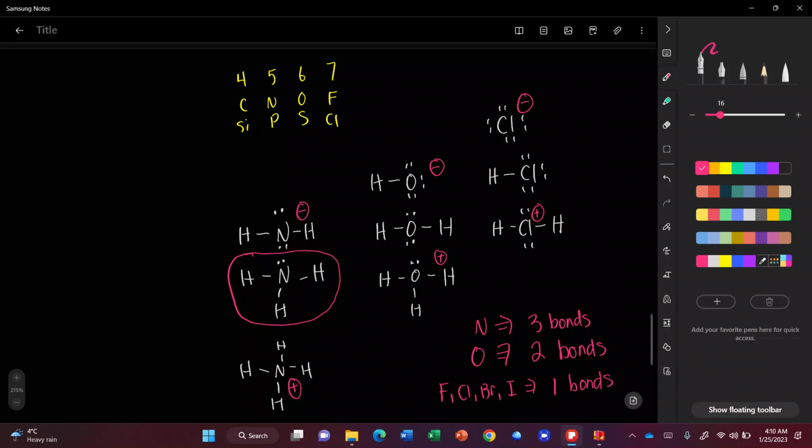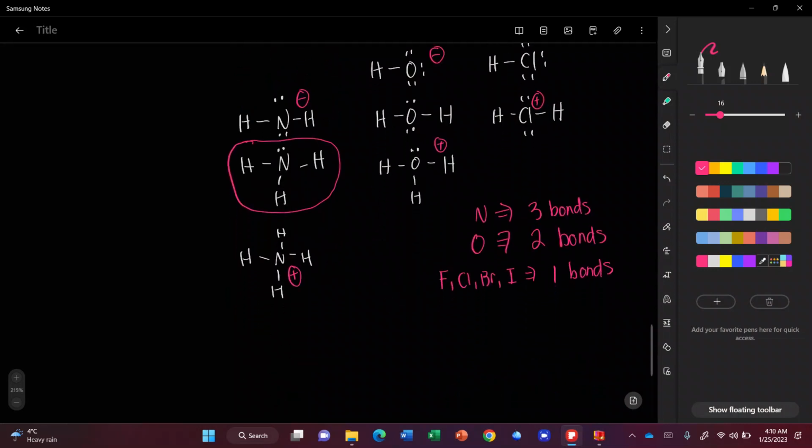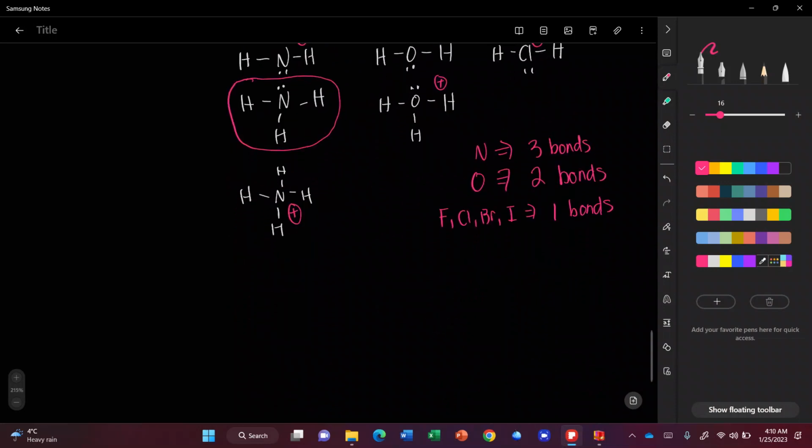And if you have less, meaning you have nothing, you're going to be formally negative. And if you have more, you're going to be formally positive, right? That's pretty much all I got about formal charge. Again, try to get really, really good at doing these quickly on your own. Alright, again, if you have to, you can use that little shortcut that I just gave you.